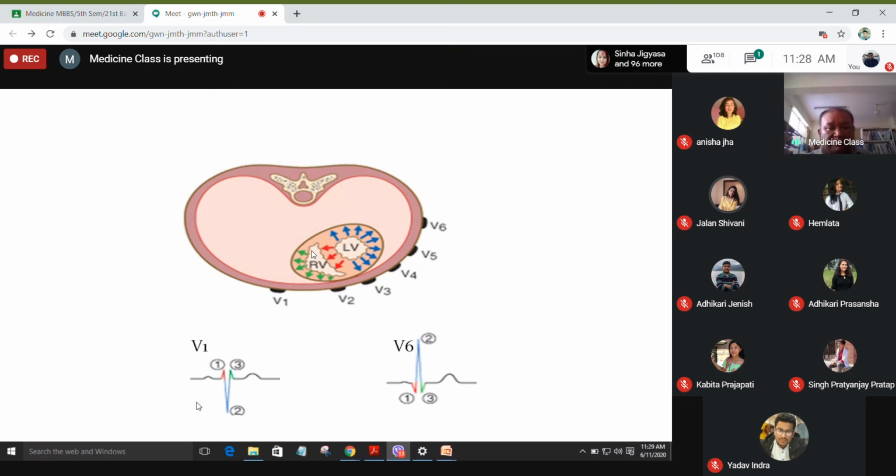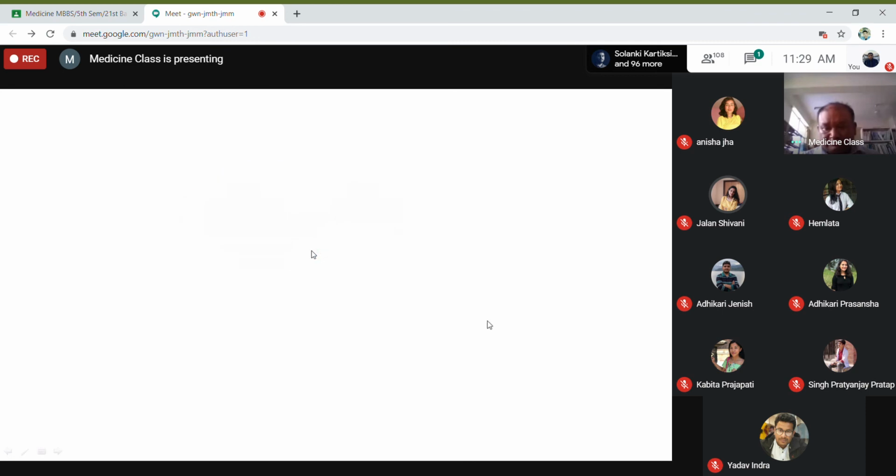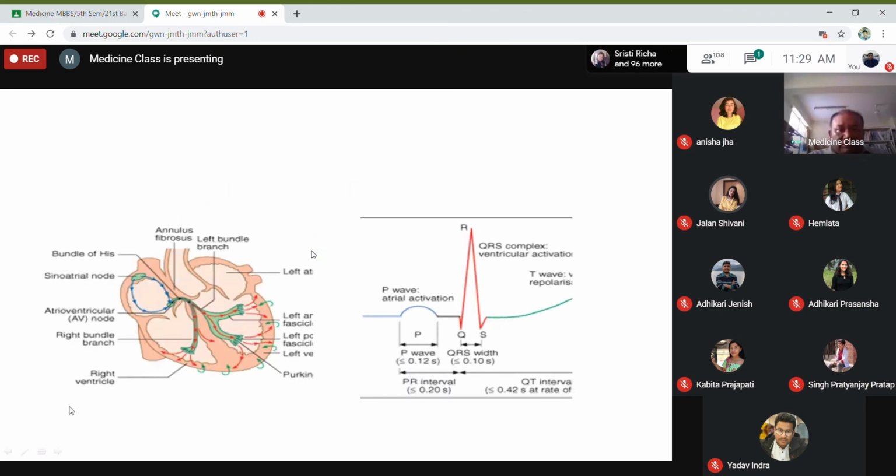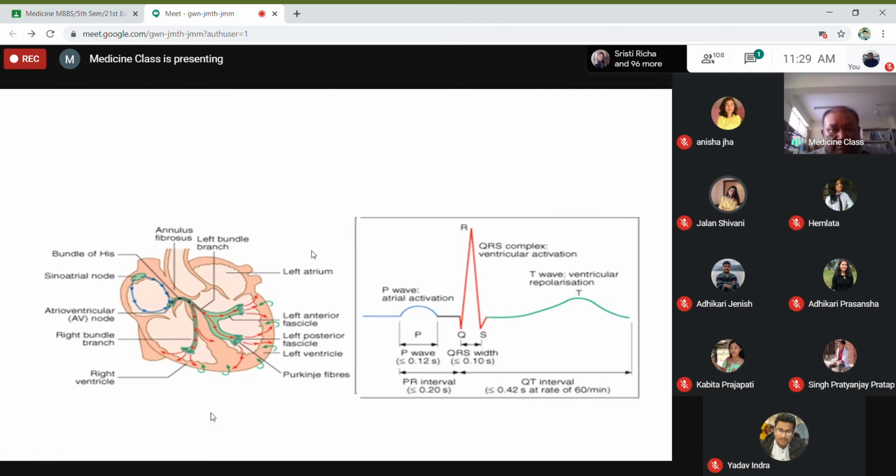The recording would be different for different waves. I have taken this from Davidson, and I think you can go back to your book and see it again for more explanation. This is the blue, this is black, this is red, and this is green.